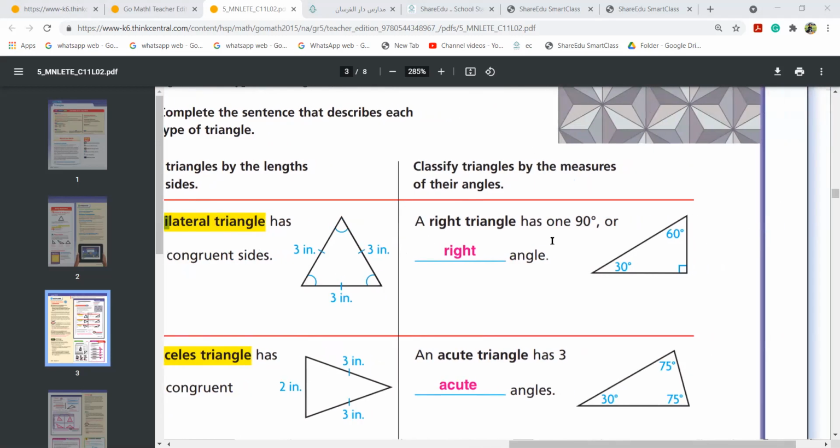A right triangle has 90 degrees. Girls, give me 1 second. An equilateral triangle has all sides equal.